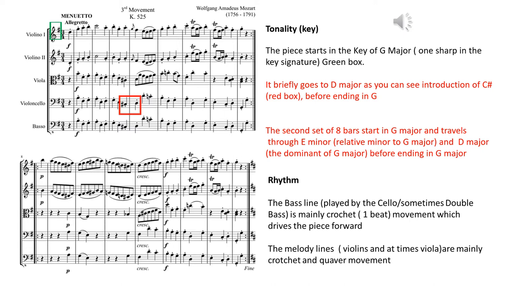The rhythm. The bass line, played by the cello, and as we know sometimes the double bass, is a mainly crotchet or one beat movement, which drives the piece forward. Have a listen again to the minuet and focus on the cello in the bass part. There is one note on each beat and it is played staccato. This is driving the music forwards.